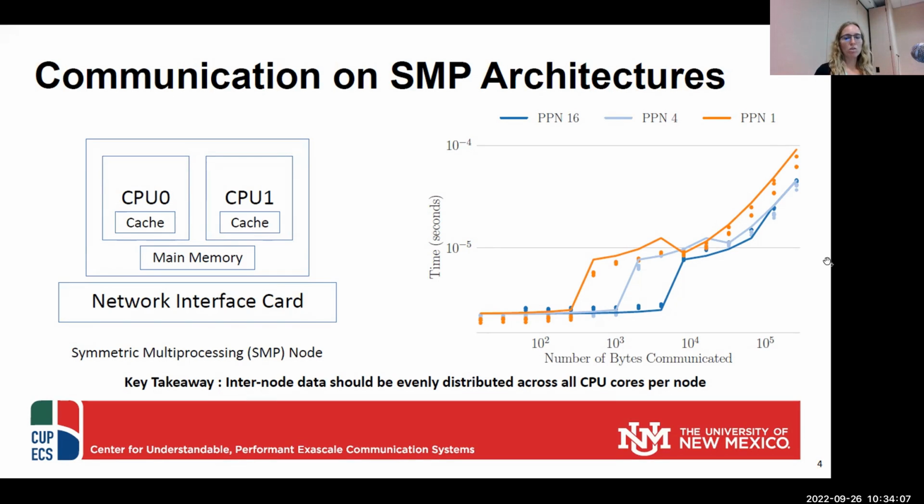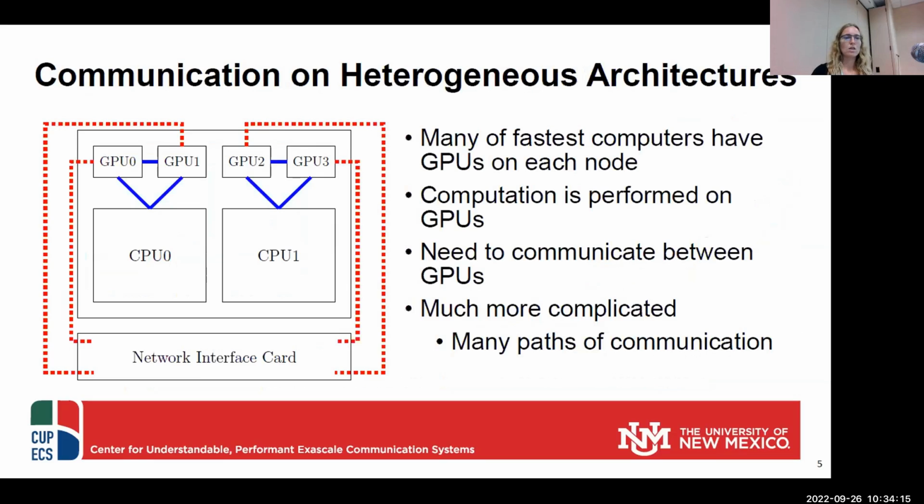That is really important for the larger messages that we're going to be talking about, but it is important to see for some of the comparisons. Now, on more recent computers, like the heterogeneous architecture, something like Summit or Sierra, we have a lot more opportunities for passive communication. We now have GPUs. All of the data starts on the GPUs. That's where the computation is done. And so we now need to communicate between GPUs, which means there are a lot of possible paths for that.